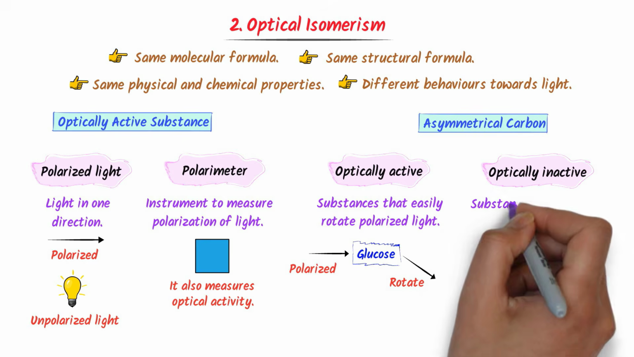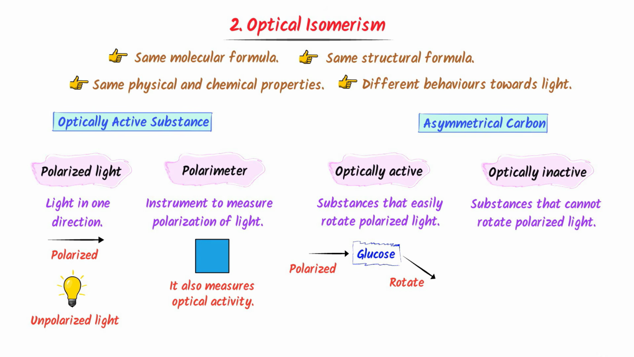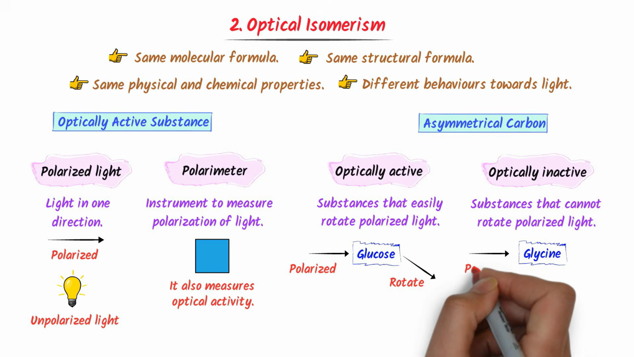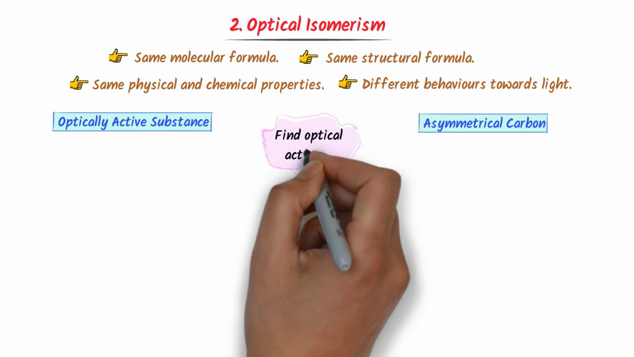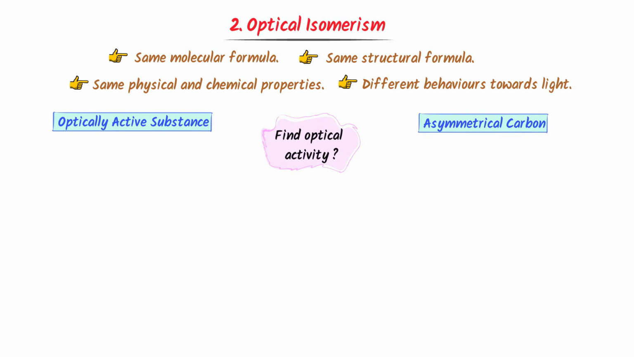Fourthly, those substances which cannot rotate polarized light are called optically inactive substances. For example, consider glycine. It is an optically inactive compound because it cannot rotate polarized light. Thus remember these important concepts. Now how can we find the optical activity of a compound? Well, we use a Nicol prism and a polarimeter to find the optical activity of a compound.